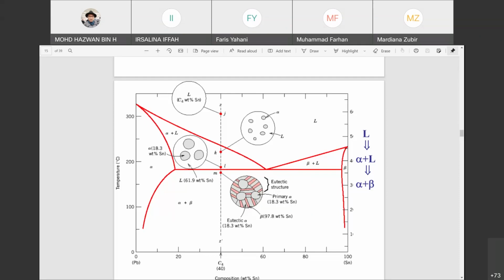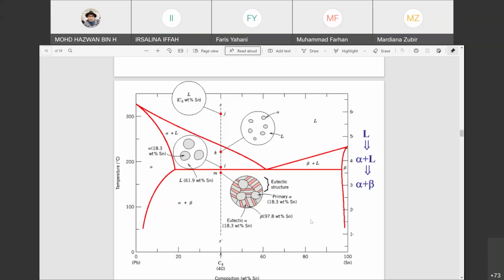Do you think it will resemble almost the same as what we have seen just now? Same. But what makes the difference? This one is beta plus liquid. The microstructure, if you draw it, is more or less the same, but what makes the difference is that it is beta plus liquid. Okay, I understand what you mean.